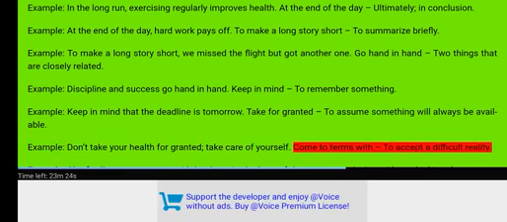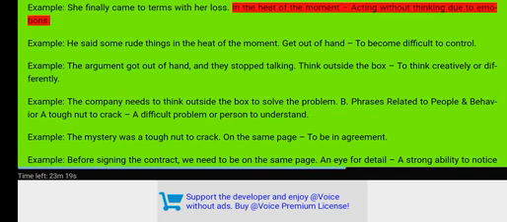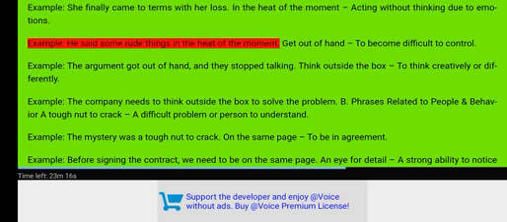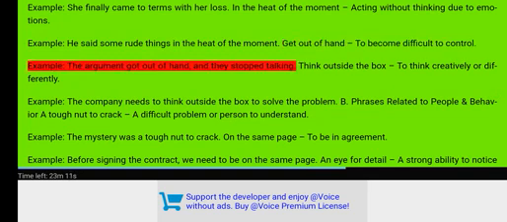Come to terms with, to accept a difficult reality. Example, she finally came to terms with her loss. In the heat of the moment, acting without thinking due to emotions. Example, he said some rude things in the heat of the moment. Get out of hand, to become difficult to control. Example, the argument got out of hand, and they stopped talking.